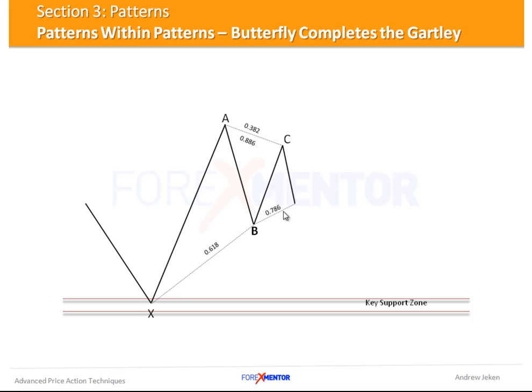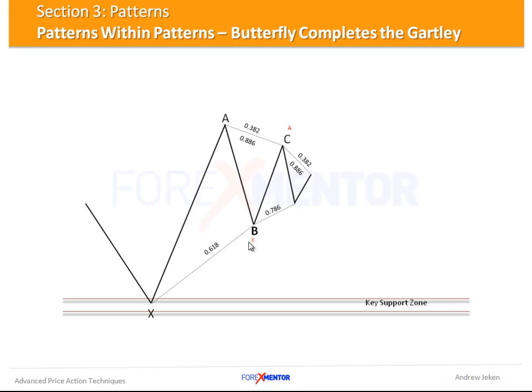And if you start seeing a 79% retracement, you want to start looking for a possible butterfly pattern. Now look at the retracement from C down to this leg, anywhere from the 38 to the 886 Fibonacci retracement. We're now looking for that possible bullish butterfly to form at the same area that the Gartley would complete at.